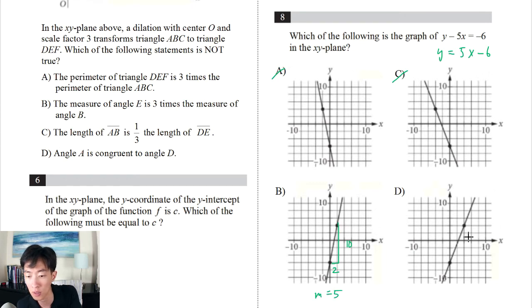That's likely our answer. Let's just double check here. Same measurements, 2, 4, 6, 8, 10 divided by 4. So here the slope is 10 over 4, or 5 halves. And so the answer is obviously B based on our equation.